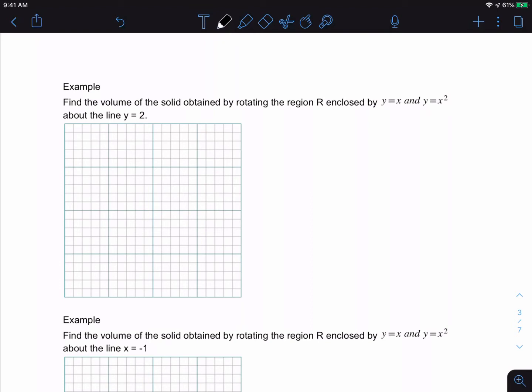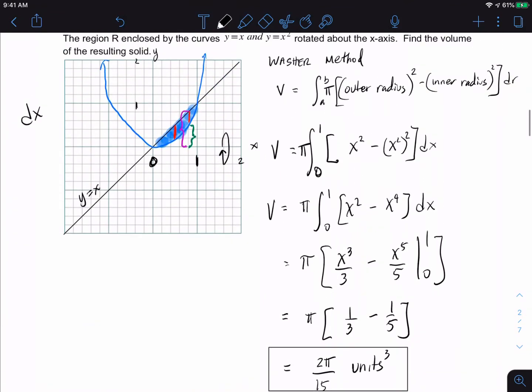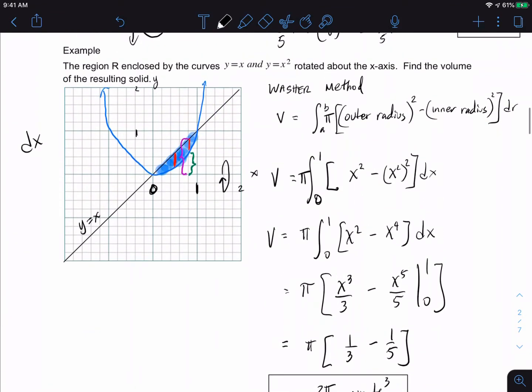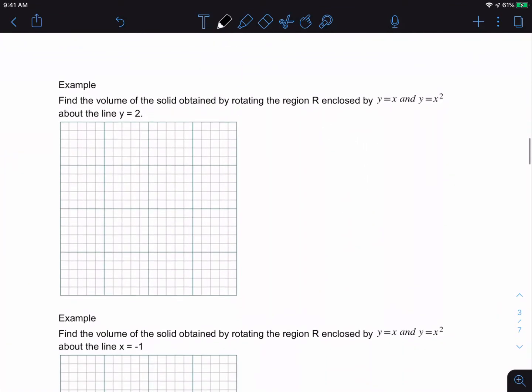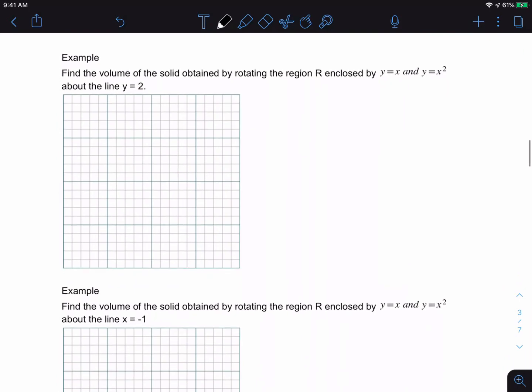Now, look. We have y is equal to x and y is equal to x squared. So that's the same function that we just had. But in the previous problem, we rotated about the x-axis, right? Look what we're rotating about now. We're rotating about y equals 2. So I'll draw my curve so you guys can see.